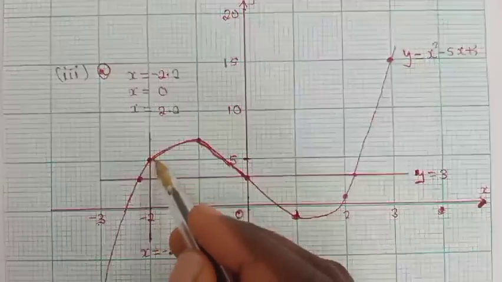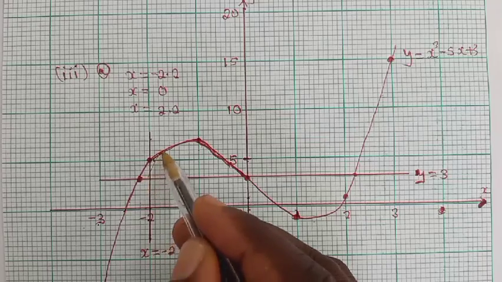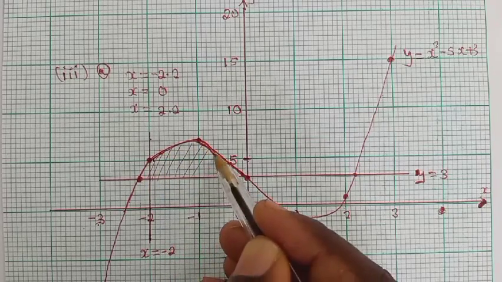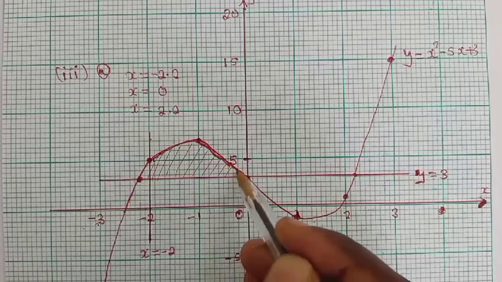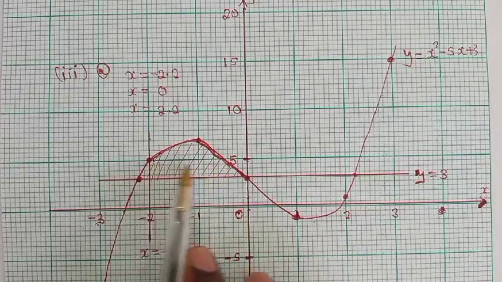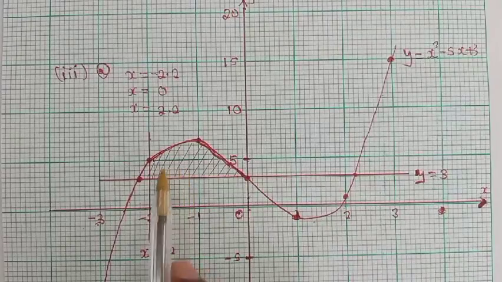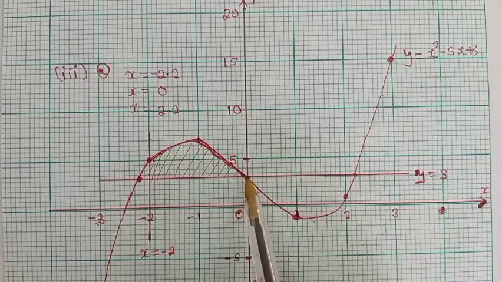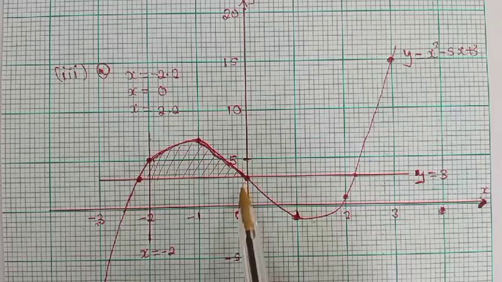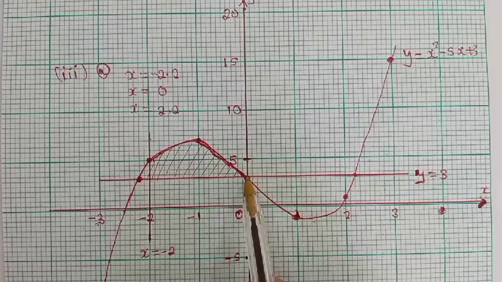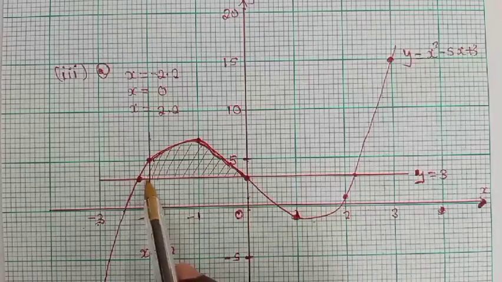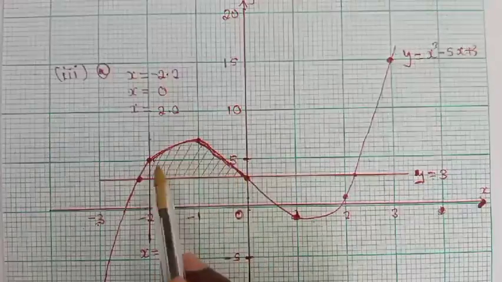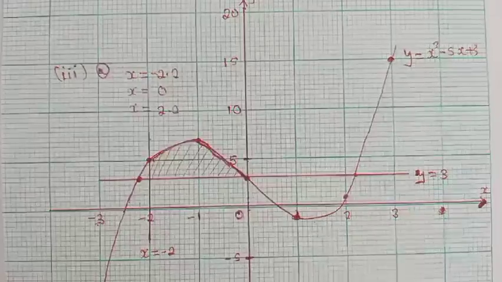So the region they want us to find the area of is right here. This is the region, okay? You see the region? So now how do we find the area bounded by this region here? And how did I know that this is the region they are talking about? It's because it has been bounded by this and then makes a turn and this graph. So right here.